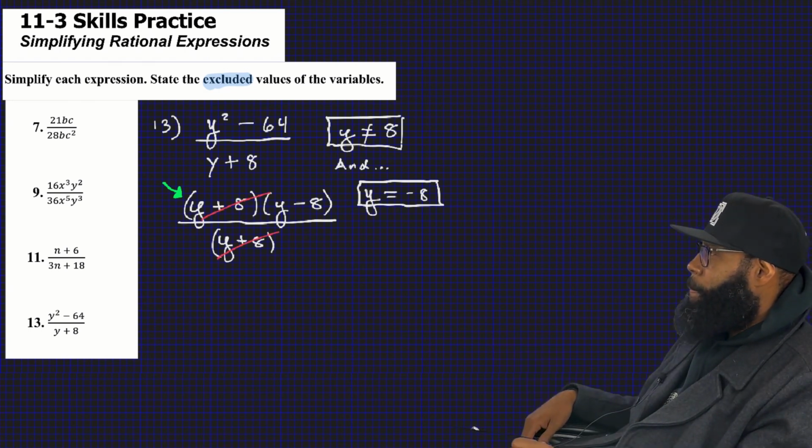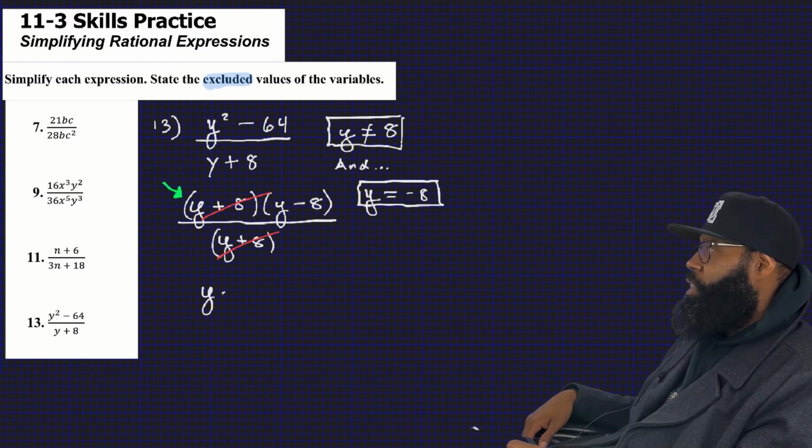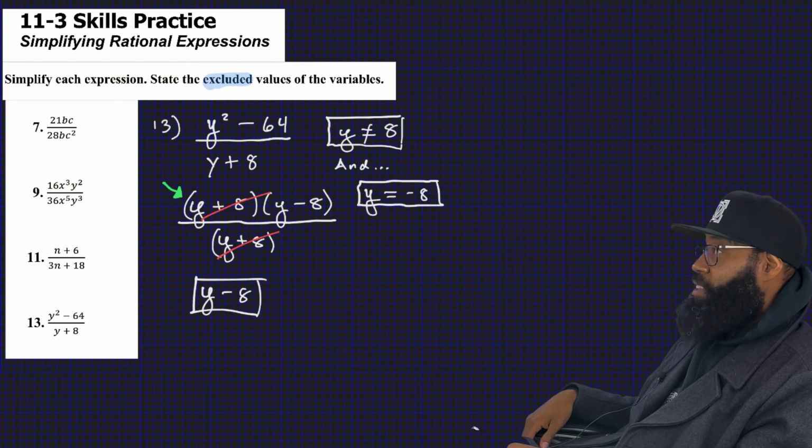Y plus 8, and of course, y plus 8 are going to simplify, leaving me with y minus 8.